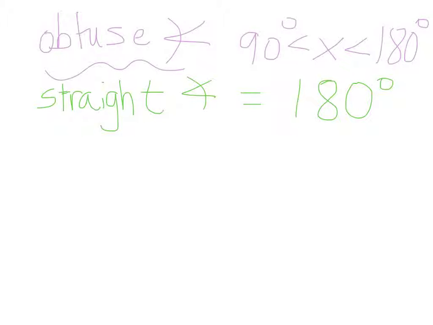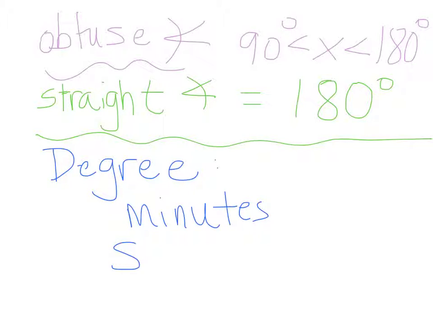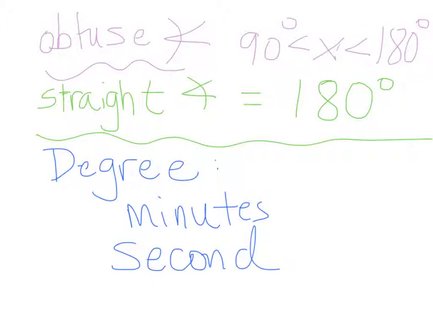What about parts of a degree? What are parts of a degree called? A degree is made up of minutes and seconds, and it can be converted from decimals. How many minutes are in a degree? There are 60 minutes in a degree, and 60 seconds in a minute, just like in time.